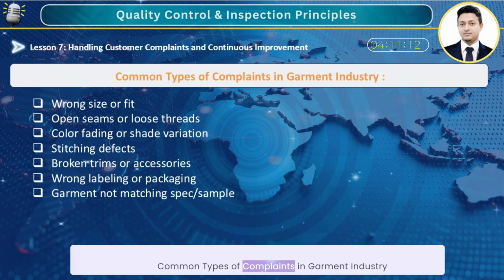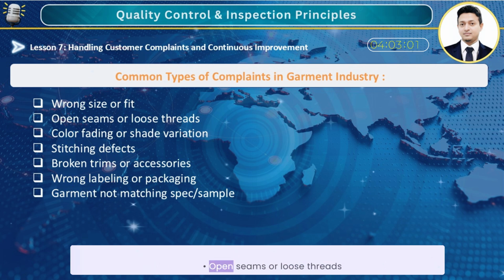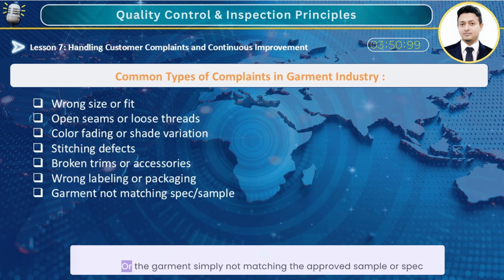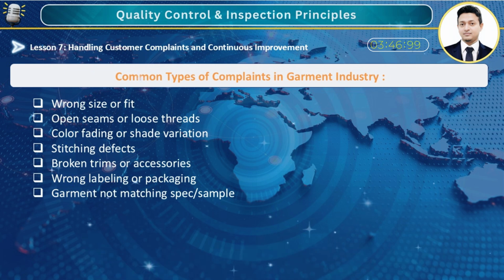Common types of complaints in the garment industry. In garments, the most common complaints include wrong size or fit, open seams or loose threads, color fading or shade variation, stitching defects, broken trims or accessories, wrong labeling or packaging, or the garment simply not matching the approved sample or spec.